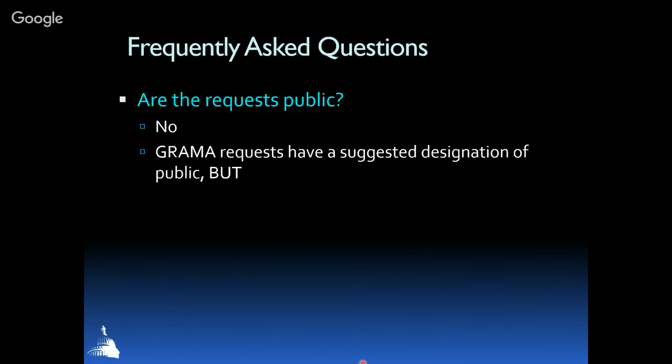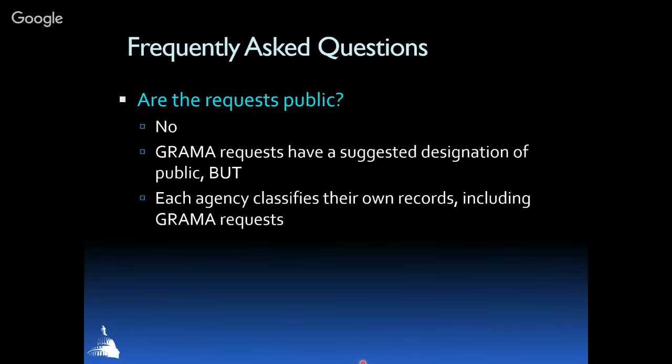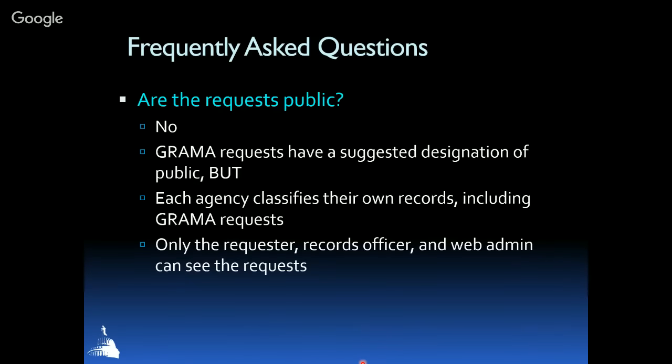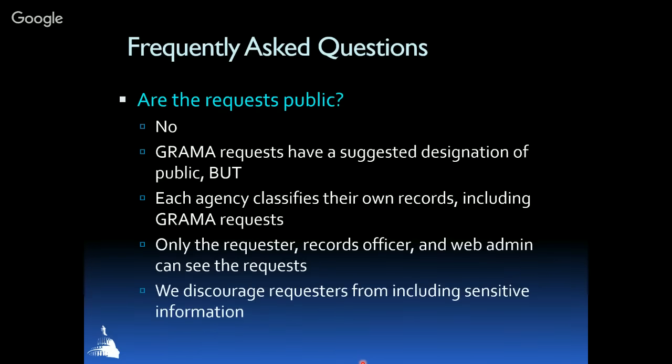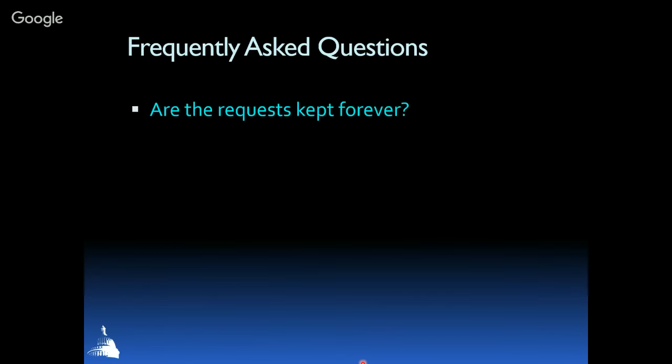GRAMA requests have a suggested designation of public, but it's up to every agency to classify their own records, and that includes GRAMA requests, which includes requests through the Open Records portal. The only people who can see these requests are the requester, the records officer, and then of course the web admin. We do discourage requesters from including sensitive information, but the requests are not public.